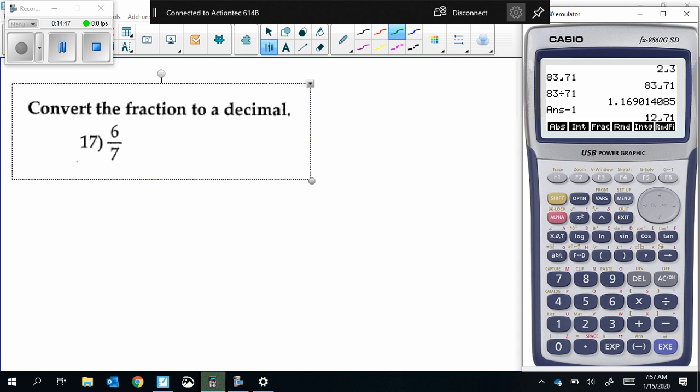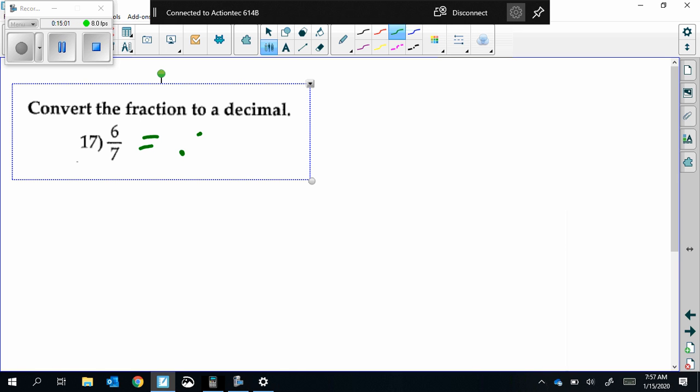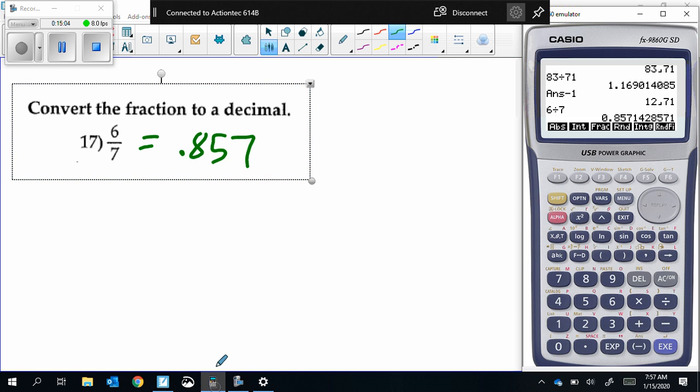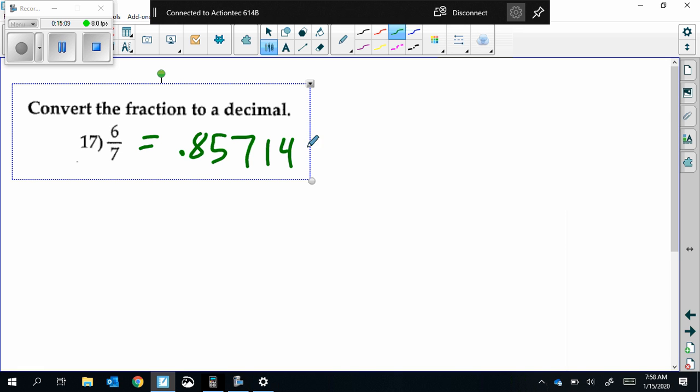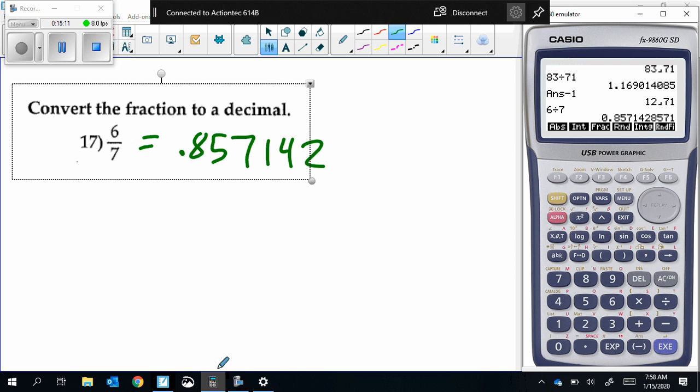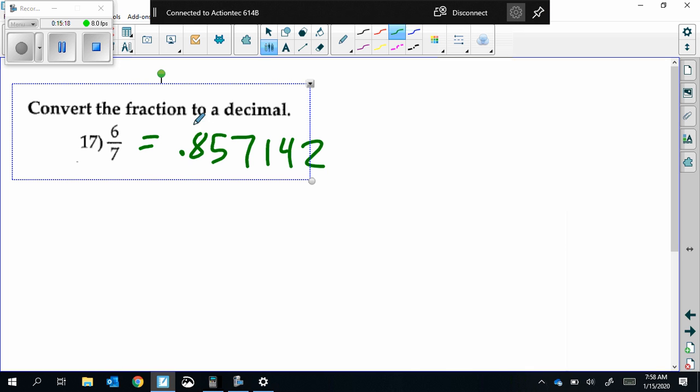Fraction to decimal, it's just division. Once upon a time, you may have been taught how to do this by hand. Just use your calculator, though. It's so much easier. 0.857142. And it goes back to the 8571. So it's actually 7 that repeats. It's those 6 digits over and over and over again.